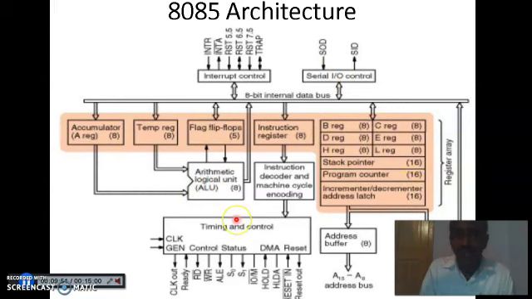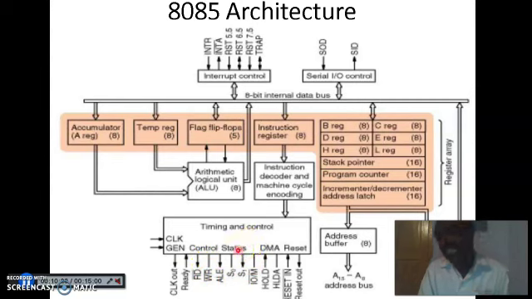Next, another part, the timing and control unit. What is the function of the timing and control unit? To generate the timing and control signals. See the diagram. Here are the control signals. What are the control signals? Read, write and ALE.